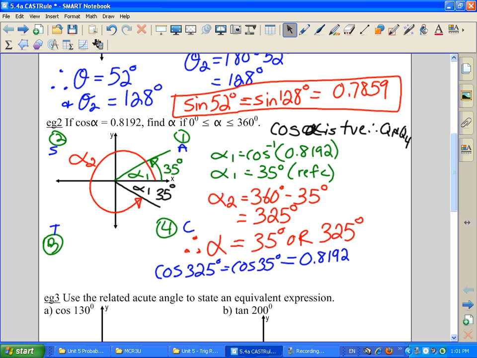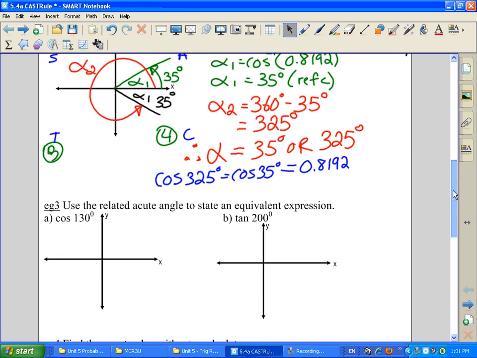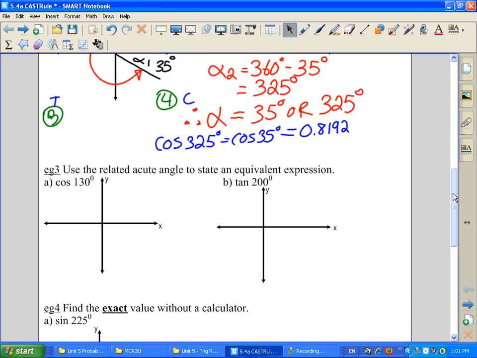Let's take a look at a different example, okay? In the first 2 examples, we gave you the values of the ratio. Now we're going to use this information of the CAST rule to help us find what's called the equivalent expression. And we're going to use what's called the related acute angle. That's the same as your reference angle from last class, if you're wondering what that is. And we're going to state an equivalent expression.